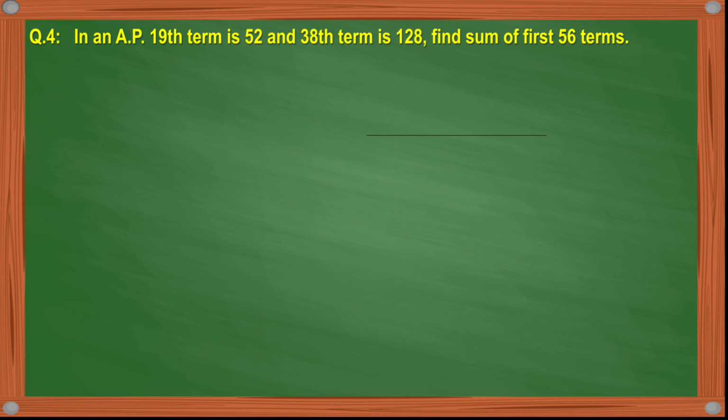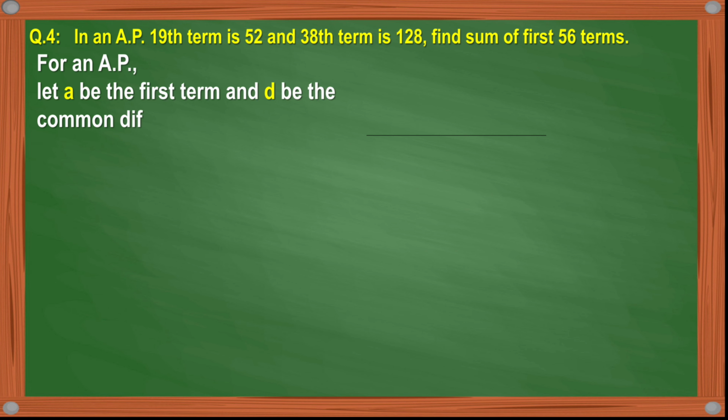This kind of question we have done in practice set 3.2. This will help us to make linear equations. After getting the linear equations, we can find the values of a and d. So let us see. For an AP, let a be the first term and d be the common difference.